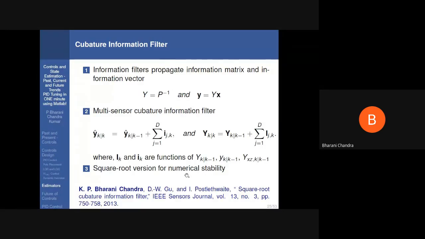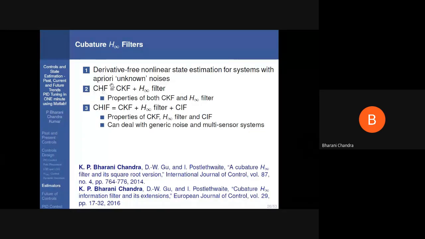One can use the square root version, and one can refer to this reference for more information on the cubature information filter. This cubature information filter deals with measurements from multiple sensors. However, we have not yet addressed the case where the noise is not Gaussian. So if we combine the cubature Kalman filter plus the H-infinity filter, the good property of the cubature Kalman filter is that it can directly deal with nonlinear systems without using any linearization assumptions. And the good thing about the H-infinity filter is that it can deal with non-Gaussian or any unknown noise. So if we combine both of them, then the cubature H-infinity filter has the properties that it can deal with nonlinear systems as well as systems affected by unknown noises of any kind of distribution, whether Gaussian or deterministic and so on.